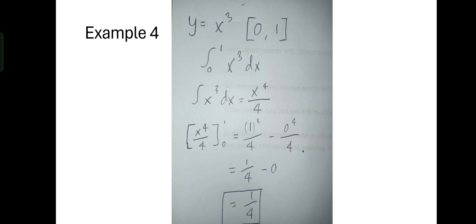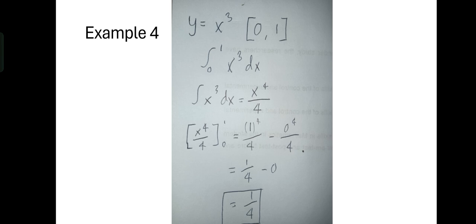And after substitution, the next step is to apply the operations. 1 raised to 4 is still 1, over 4, minus 0 raised to 4 is 0, over 4, which is still 0. So we have here 1/4 minus 0, and the final answer is equal to 1/4.